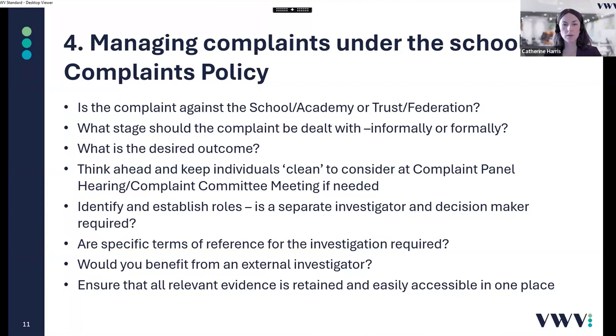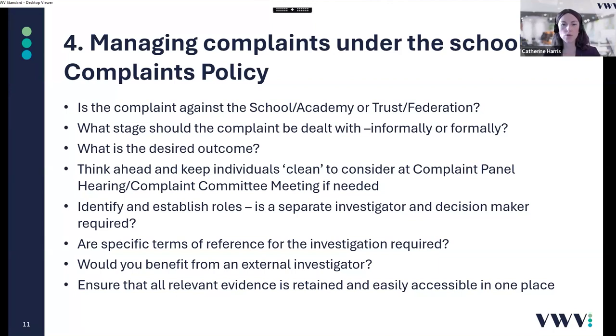You should think about whether there are any specific terms of reference for the investigation required, and we'll look at that in the next slide. And then you should also think about whether or not you would benefit from an external investigator. And that might be appropriate, for example, if you know the investigation is going to be very time consuming, you might want to commission someone externally to do the investigation, just so it's done in a very thorough way. You might also want to commission an external investigator to ensure that there isn't any bias in the proceedings. And that's important because the appearance of bias might also be sufficient to taint a decision. And there is the public law principle that justice must not only be done, but also seen to be done.